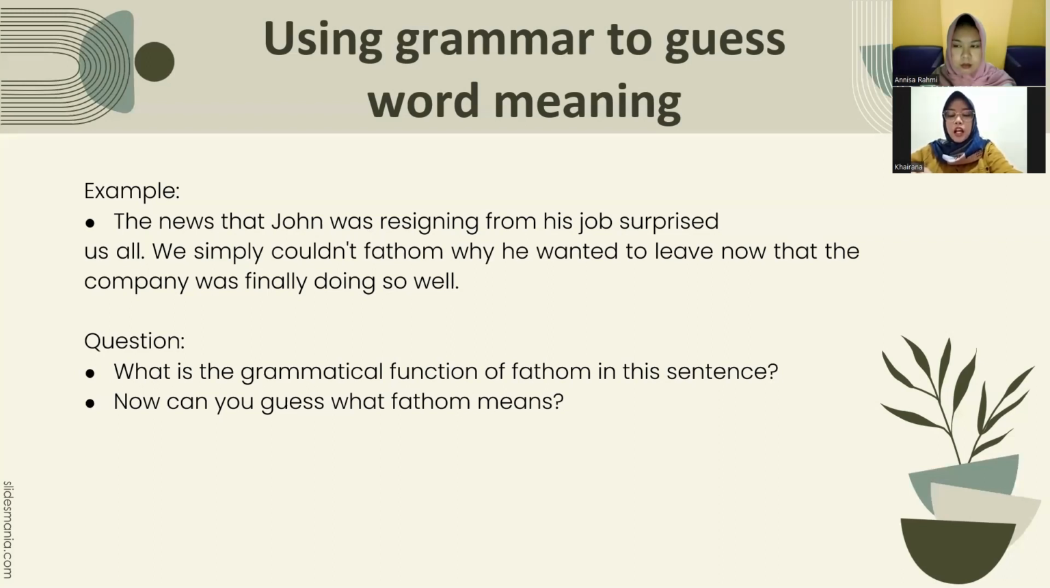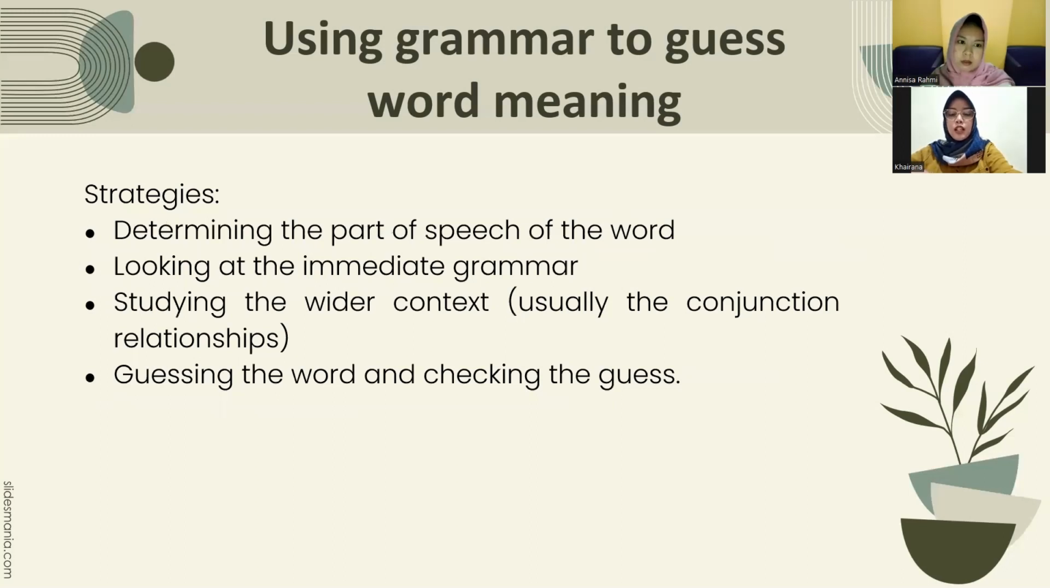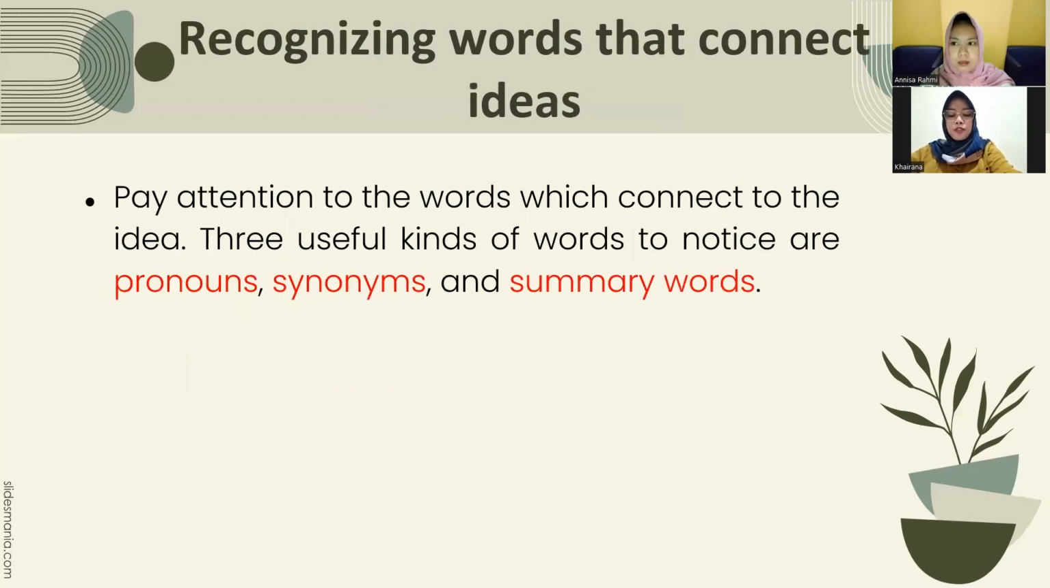From this example, here is how to use that strategy. In the first and the second step, determining the part of speech of the word and looking at intermediate grammar, judging by the grammatical function. The third is studying the wider context, usually the conjunction relationship. We look at the first sentence and the next sentence. And the last is guessing the word and checking the guess. We guess from the whole sentence, whether or not the words match our guess. That is how we use grammar to guess the word meaning.